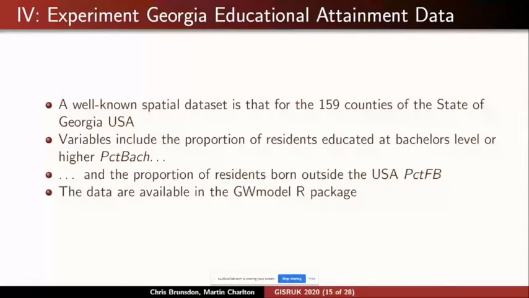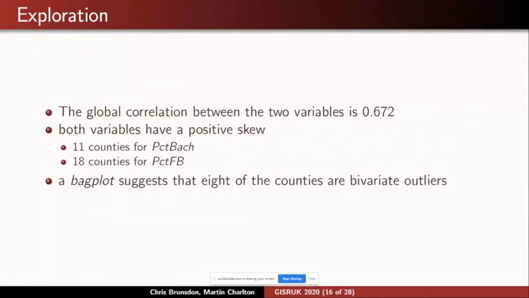So a well-known spatial data set is that for the 159 counties of the state of Georgia. There are a number of variables in there related to the proportion of residents educated at bachelor's level or higher, and the proportion of residents born outside the USA. The data are available in a number of locations, including in the GWmodel R package, which has the data and boundaries. The global correlation between the two variables, foreign born and bachelor's education, is about 0.67. Both variables have a positive skew. I'll pop a diagram of that up in a moment.